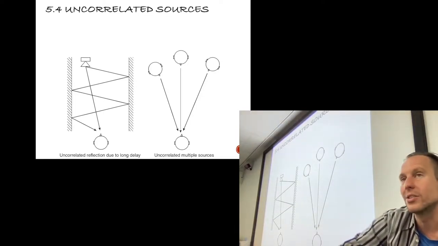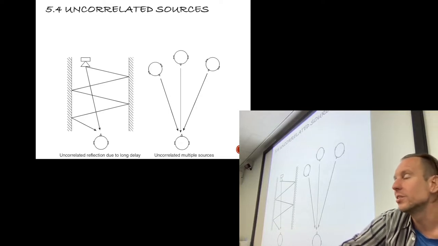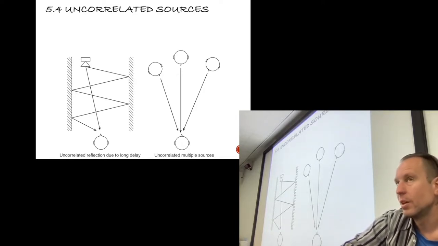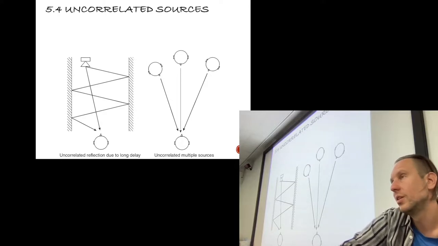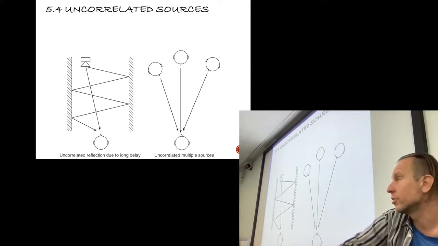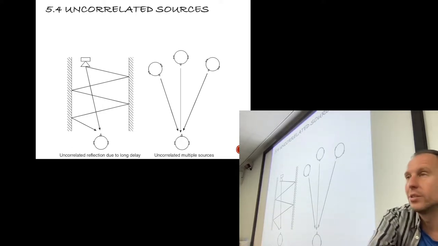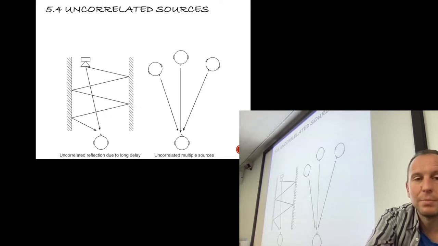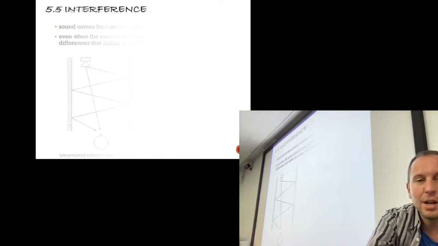We will have a little exercise with this, because the funny thing is, for example, if I have two white noise generators, they are uncorrelated, but I can't hear the difference between them. Whereas if I have one white noise source, it is strictly correlated, and I still can't hear the difference. So your ear is not the absolute judge of correlation, unless you do a neat experiment whereby it's obvious, which is something we will attempt. Okay, so that's uncorrelated sources.